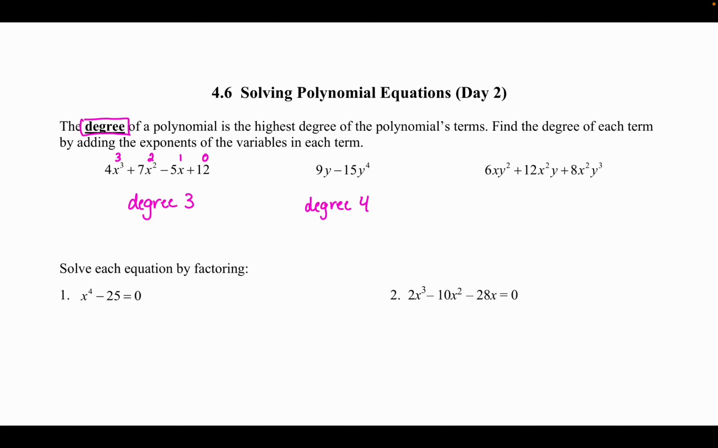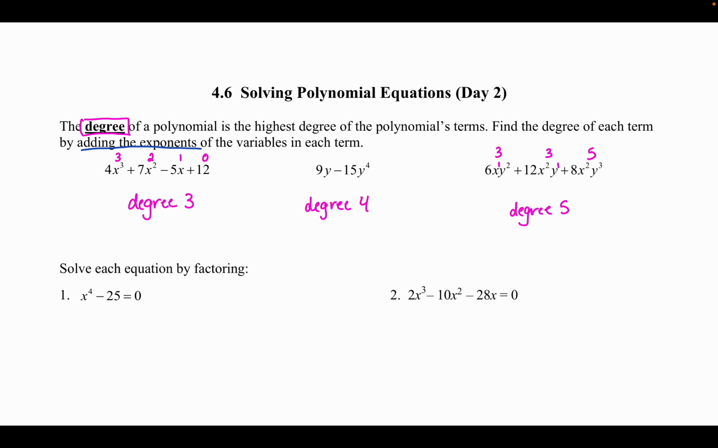It gets a little more complicated with examples like this next one, where your terms have 2 different variables. For these ones, this is when you have to add the exponents of the variables in each term. The degree of the first term, this is really x to the first and y squared, so the degree of the first term is 3. The degree of the second term is also 3 because you have x squared and y to the first. And the degree of the third term is going to be 5, adding that 2 and 3 together. So this is a degree 5 polynomial.